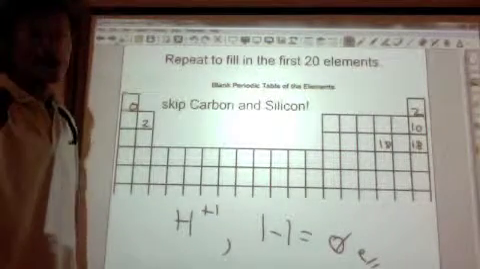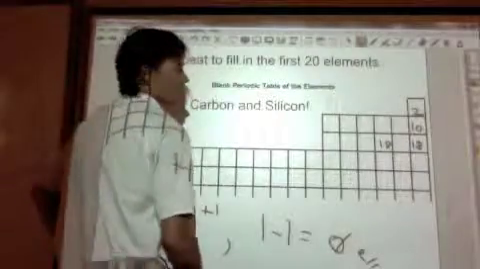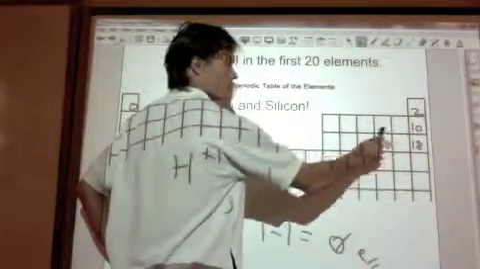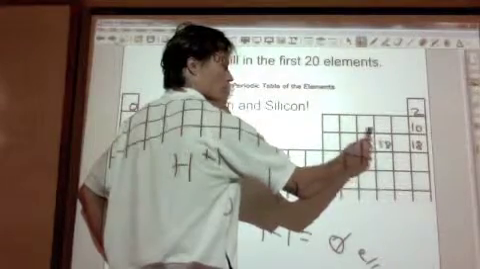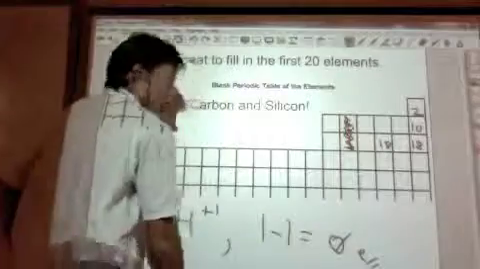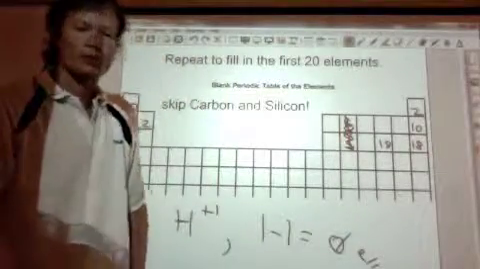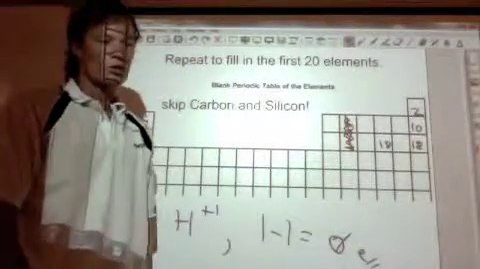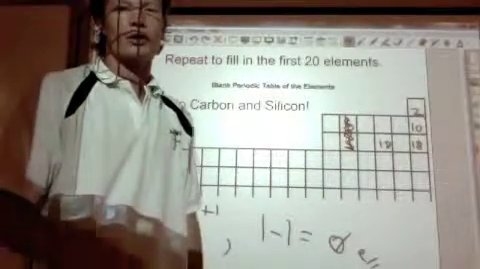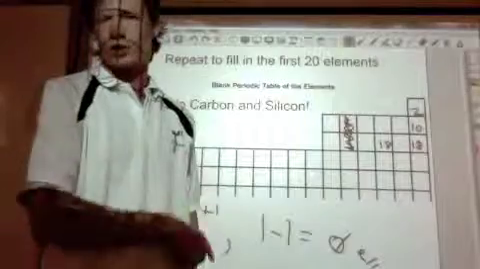Now fill in the rest, and remember to skip carbon and silicon. Let's see, fluorine, oxygen, nitrogen, carbon, and silicon should be right there. Skip that column right there, and I'm sure you'll see why. Okay, take about 4 or 5 minutes and fill in number 1. If you fill in number 1, then head on to number 2, and we'll start back with number 3.